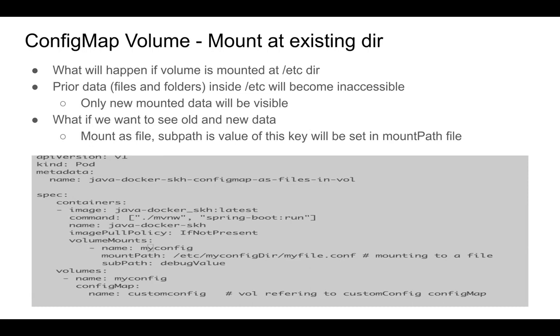Now, you might ask this question: what will happen if the volume is mounted at the /etc directory? The /etc directory is already existing. If you don't give /etc/my config dir and just mount it at /etc, then whatever is there in the etc folder will become inaccessible, and only whatever you mount under etc will be accessible. You don't want to do that because etc has many important files and subfolders also.